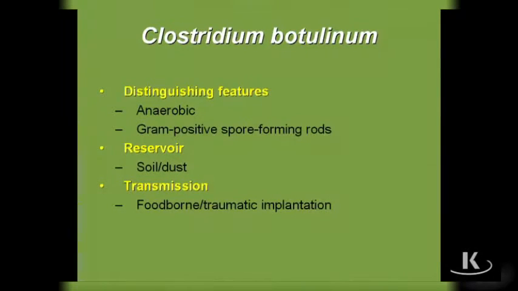In the case of botulism, predominantly the transmission is foodborne. You can get it by traumatic implantation, but we're really not going to discuss that because on the USMLE they're going to ask you either about floppy baby syndrome or about adult botulism. Okay, so traumatic implantation, which you can see in IV drug users, we're not really going to focus on. We're going to focus on the foodborne transmission.